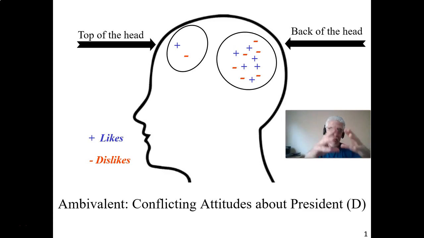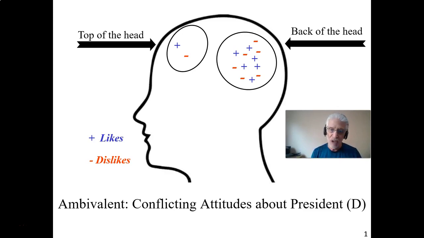So let me start off by describing the setup that we have here. You can see that there's a person's head, and there's a circle representing the top of the head and a circle representing the back of the head. At the top of the head, there's one plus sign and one minus sign. The plus sign denotes something they like about the president. The negative sign denotes something that they don't like about the president.